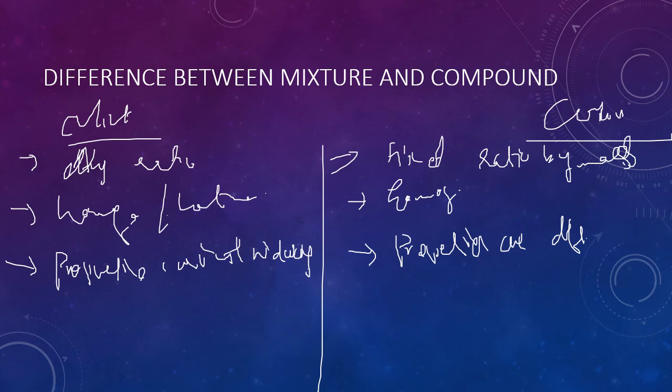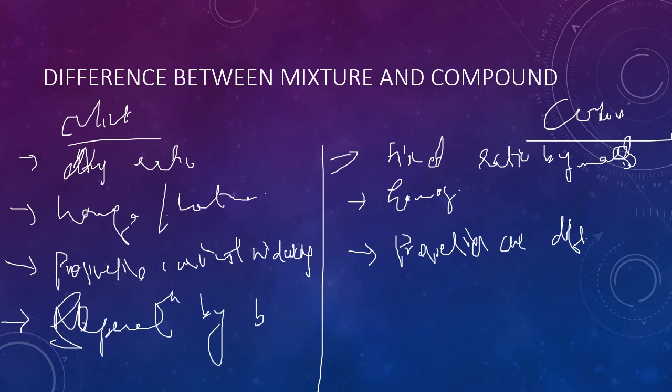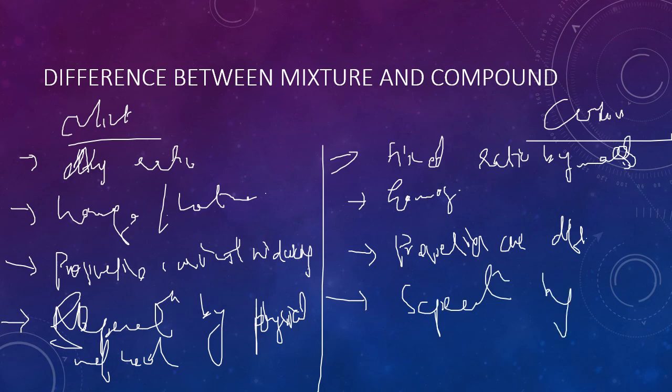And then the fourth difference is that the constituents of a mixture can be easily separated by simple mechanical means. Like I told you, you can take them out using your hand. So separation is by physical methods. But here, separation is by chemical methods. Like you have to use electrolysis to separate hydrogen and oxygen from water. So this is the difference between mixture and compound.